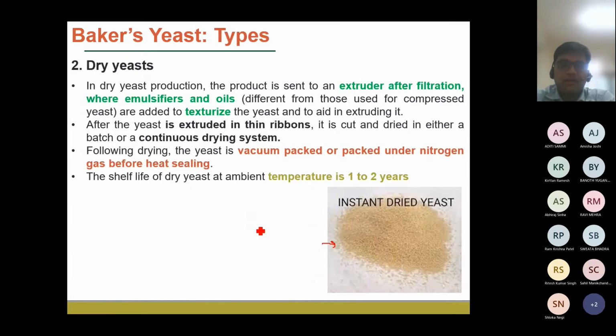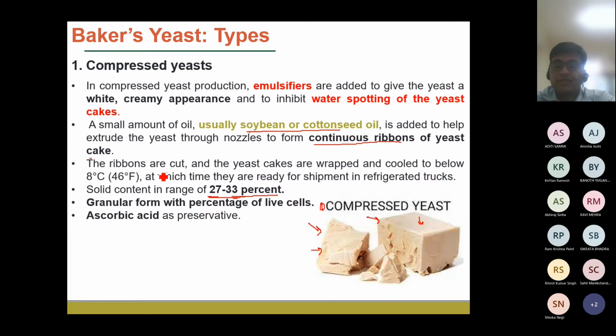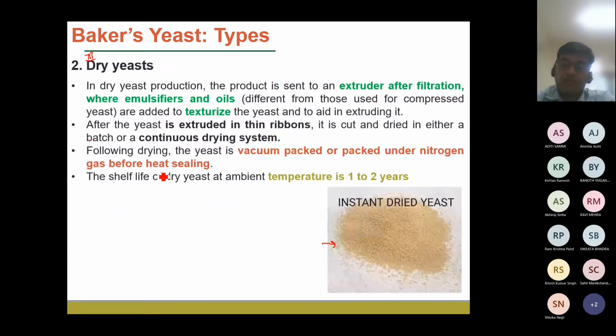The third product is known as the dry yeast. So what is the dry yeast? In the earlier two cases, we were discussing in terms of solid content, meaning there is some fraction of solid and some fraction of moisture or water present in those materials. But in the dry yeast, okay, the complete removal of water takes place.